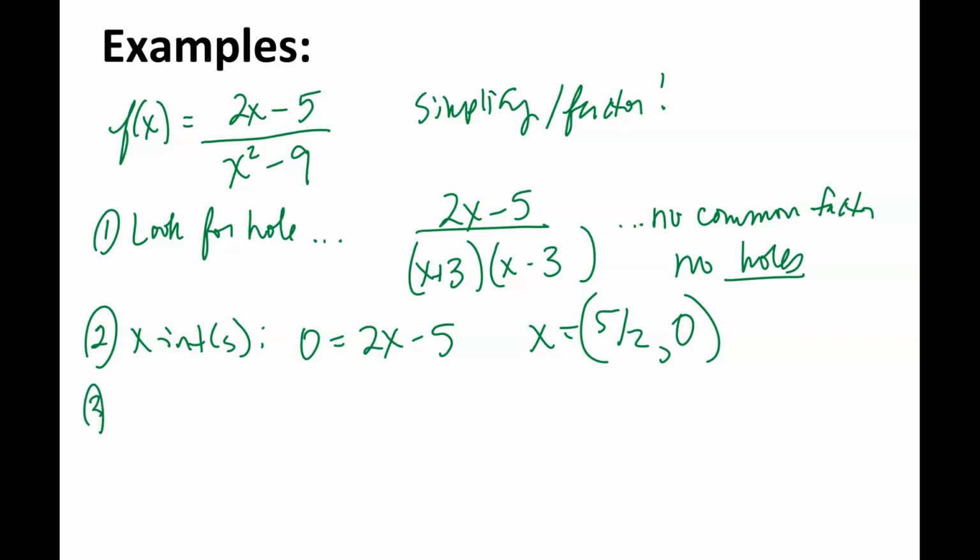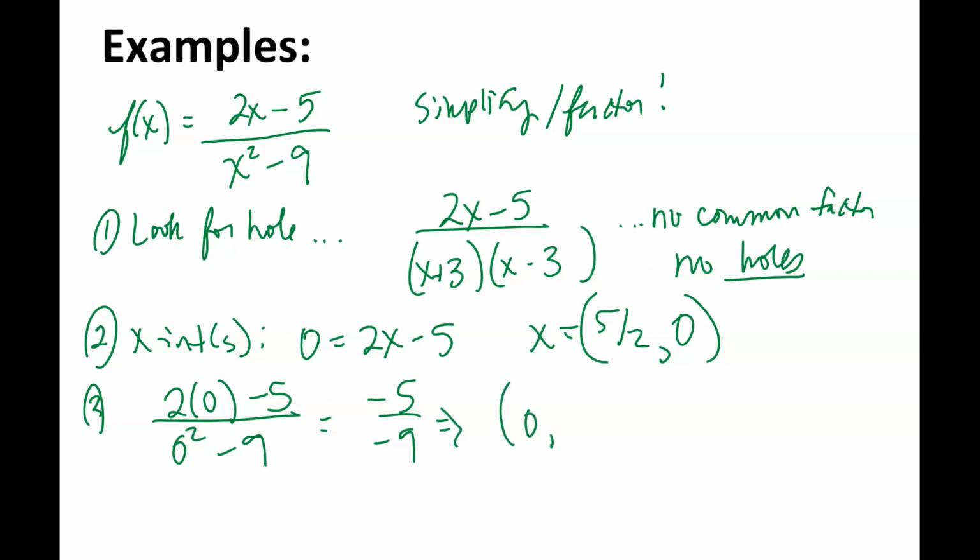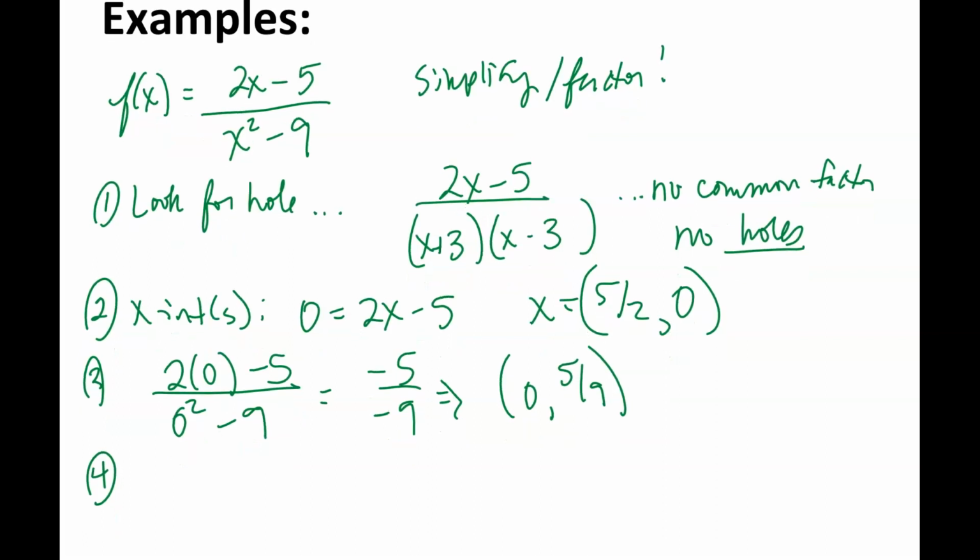Number 3 above was the y-intercept, and you're going to find that by plugging in 0 for every x in the problem. All right, and you can plug it into the original, you can plug it into the factored form, it really doesn't matter, but I'm getting -5 over -9, which is just 5/9, right? So if this is a y-intercept, then I'm going to write it as 0, 5/9. So now I have 2 good points on my graph, okay? So now let's start looking for asymptotes. All right, so number 4, what did I do above for number 4?